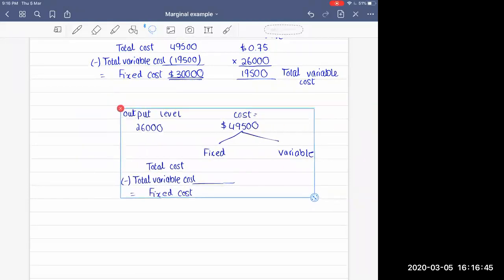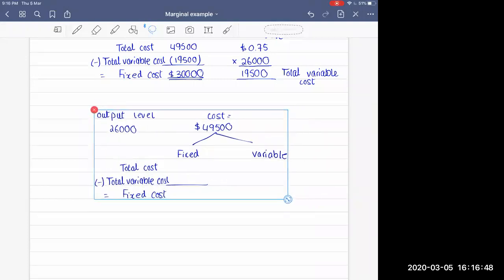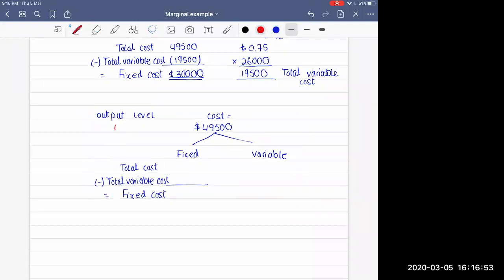Sir, jab output level hamara 44,000 units pe chala gaya, aapki total cost was 63,000. And at 44,000 units, when the cost is 63,000, it includes some of the variable cost and fixed cost. Now, what is your variable cost? Variable cost per unit har activity pe constant rahega, that is 0.75. Multiply by 44,000 units. What is my total variable cost? It's 33,000.